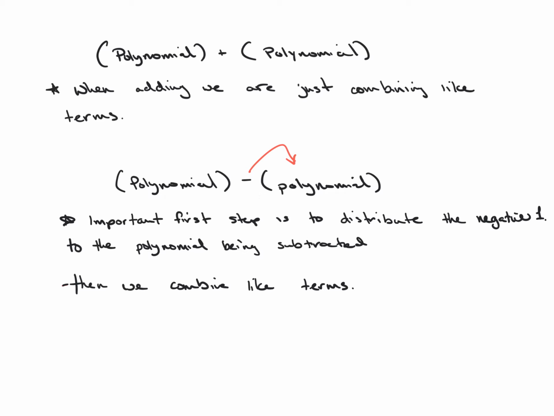The important first step here is to take this negative and make sure you distribute it. Just remember that it is a -1 here. So you're distributing a -1. So when you're subtracting polynomials, whenever you put a subtraction sign in front of a group, reading from left to right, you must distribute the negative into the entire group. That's the most important part. And then after that, we'll go ahead and combine like terms. So let's take a look at a couple examples here.